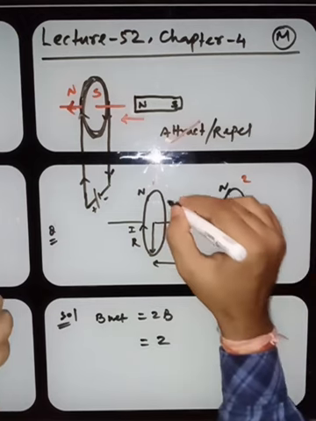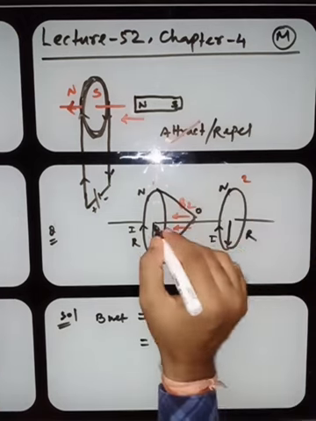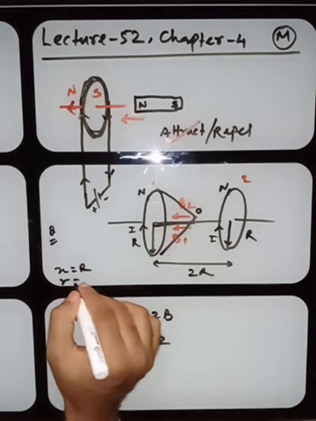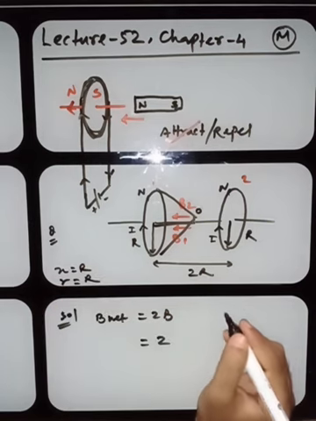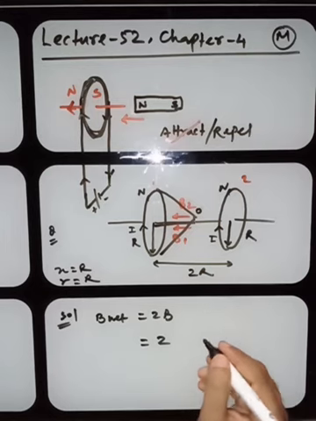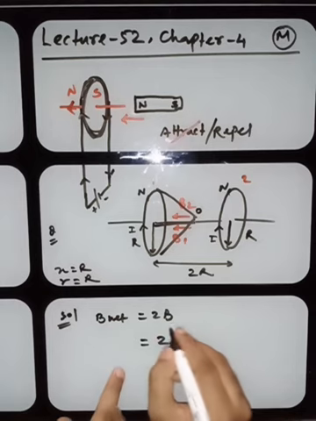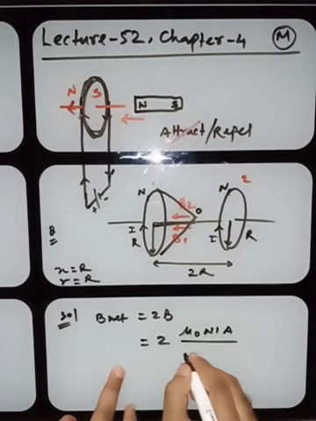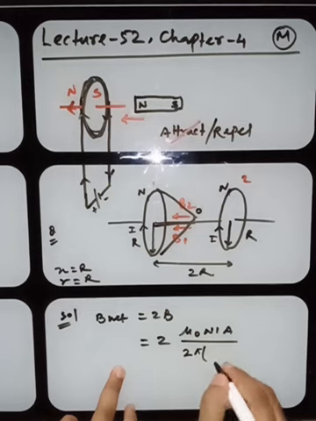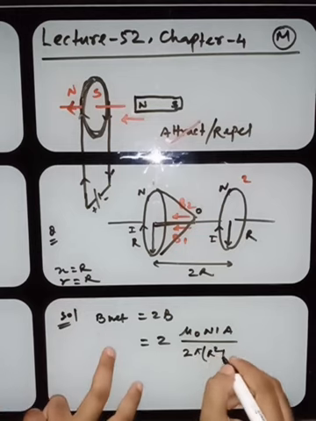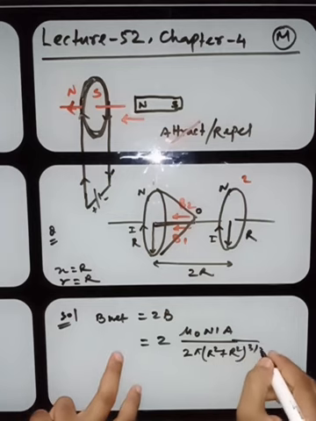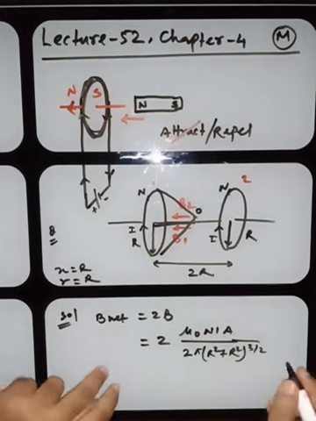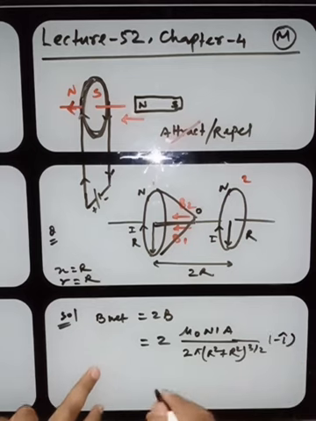Now for the value of x, how much is it? Here the value of x will be R, and the radius is R itself. Now we know the formula for n turns. It is B equals mu naught n I a divided by 2 pi times (R square plus x square) to the power 3/2. So here R square plus R square, to the power 3/2, and the direction for both coils is in the minus i direction.